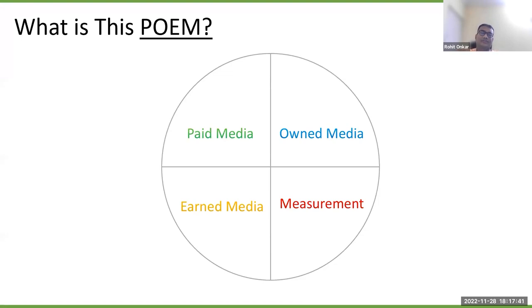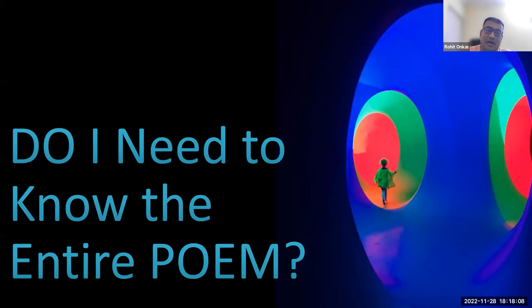So the first bucket is paid media. The second bucket is owned media. The third bucket is earned media. And the fourth bucket is measurement. We'll get to what each is. But easy to remember: there is paid media, owned media, earned media, and measurement. POEM. That is how you define digital marketing. Now I'll get to what the digital POEM is all about.